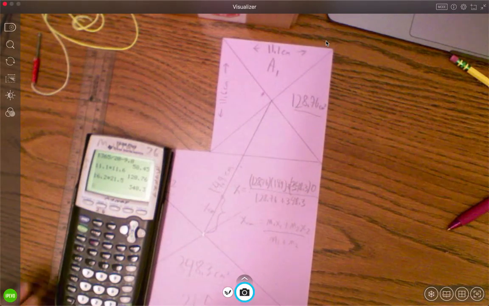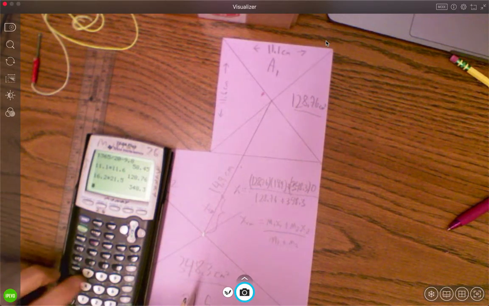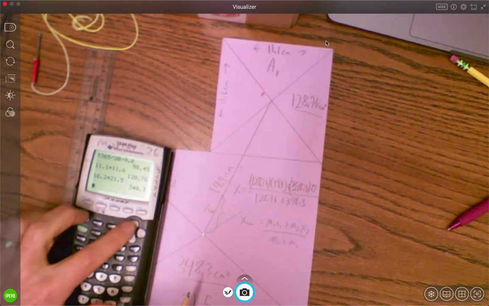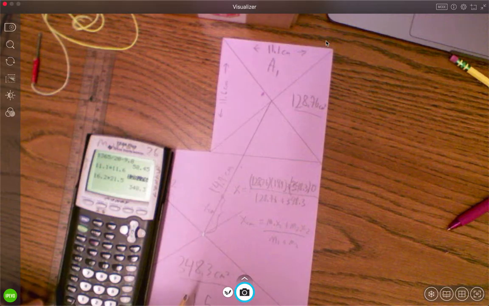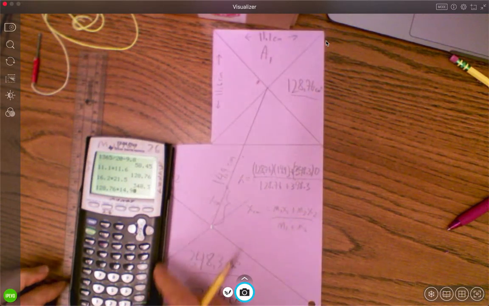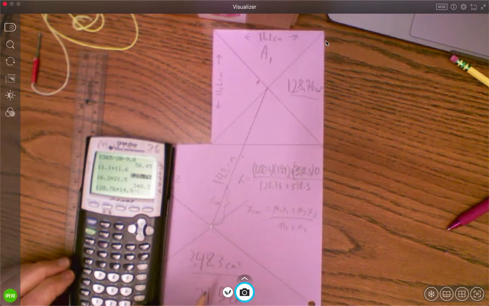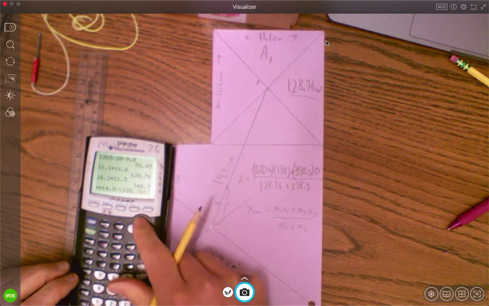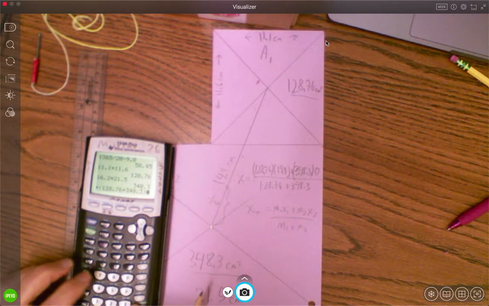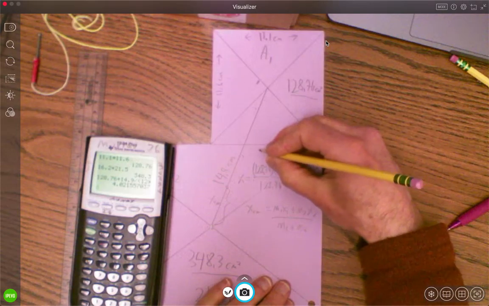All right, here we go. I'm going to go 128.76 is that guy, right? Times 14.9. Then I'm going to divide by parentheses, and I'll add these guys up. 128.76 plus this guy. And I get 4.02 centimeters.